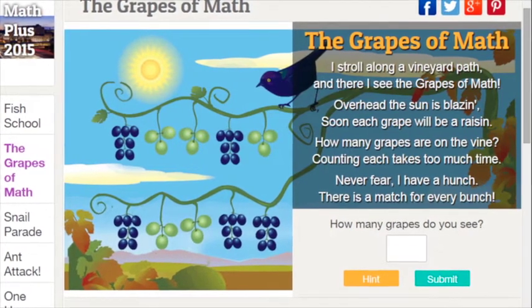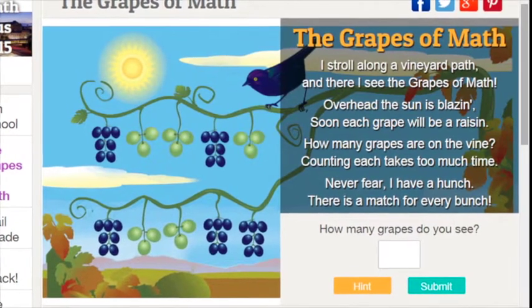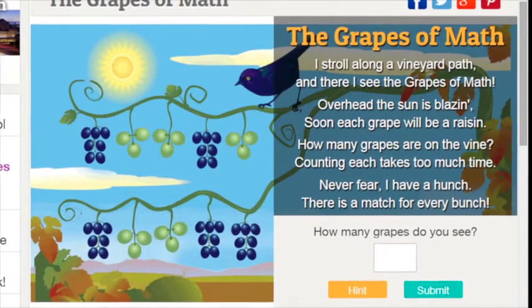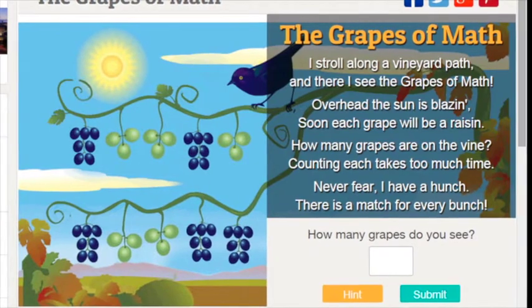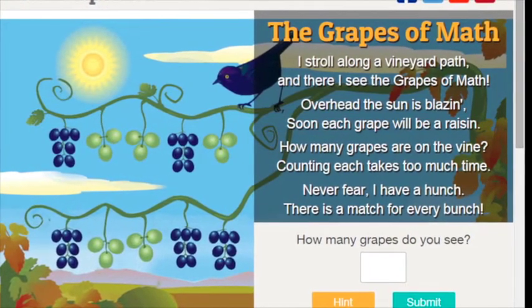I stroll along a vineyard path, and there I see the grapes of math. Overhead the sun is blazing, soon each grape will be a raisin. How many grapes are on the vine? Counting each takes too much time. Never fear, I have a hunch, there is a match for every bunch.